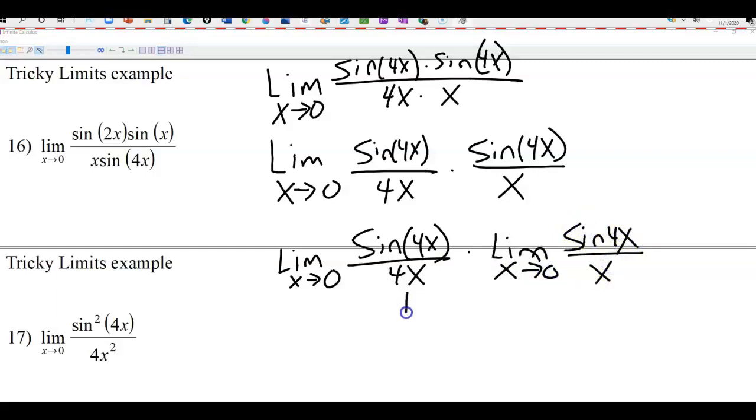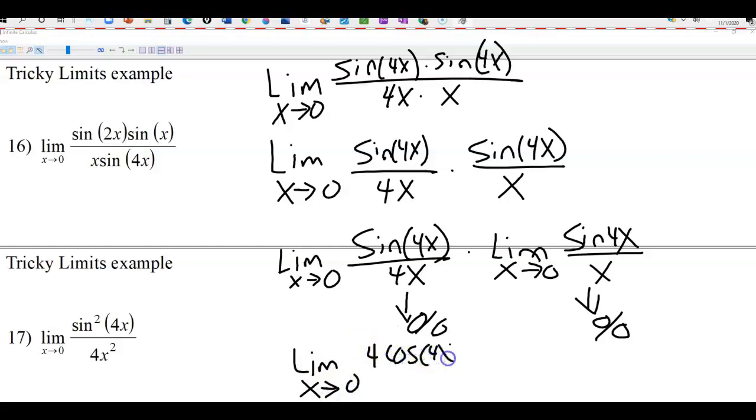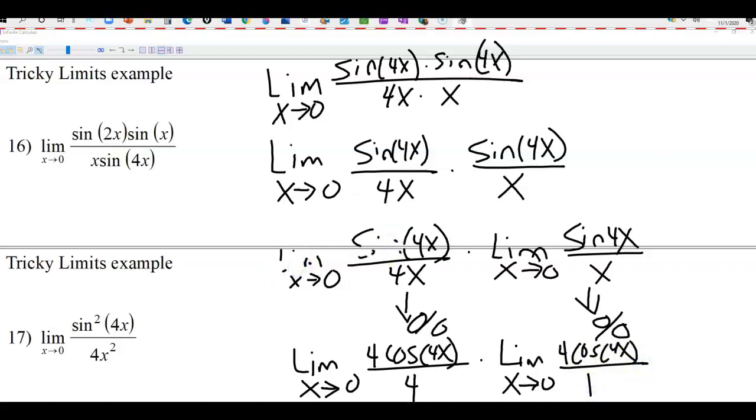Direct substitution, once again, is going to give me L'Hopital's indeterminate form of 0 over 0. So we're just going to go ahead and take the derivative of the top and bottom now. The derivative of sine of 4x is going to be 4 cosine of 4x, and the derivative of 4x is 4. Over here, for the limit on the right side, the derivative of sine of 4x is once again 4 cosine of 4x, and the derivative of x is 1.